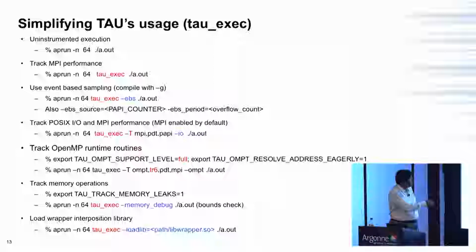You can also specify a different hardware performance counter instead of wall clock time to get the interrupts. For example, you could say PAPI L1 DCM to measure the PAPI level 1 data cache misses, and a period, an overflow count of, say, 1,071,000 or some prime number which is big. Here is an example of using TAU to track I/O with a configuration specified by tags such as MPI, PDT, PAPI, and you can measure the I/O contribution of your code like this.